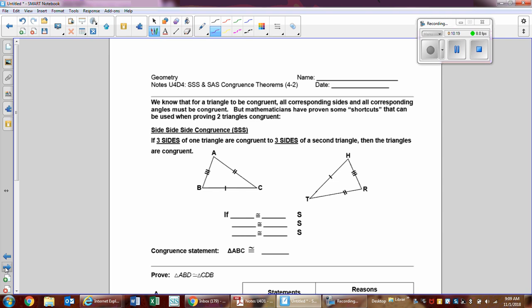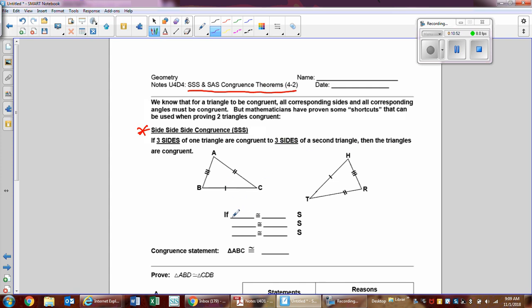So day 4 is only going to focus on the two postulates or theorems that help us prove two triangles are congruent. One is side, side, side. The other one is side, angle, side. We know that triangles can be congruent if all corresponding sides and all corresponding angles are congruent, but mathematicians have proven shortcuts that can be used to prove two triangles are congruent, and one of them is side, side, side. So what is side, side, side? If three sides of a triangle are congruent to three sides of another triangle, then the two triangles are congruent.